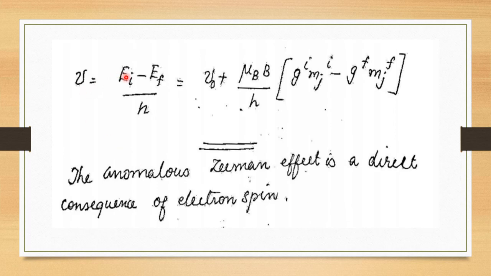Now nu is equal to (Ei minus Ef) by h, that is equal to nu 0, which is the original unsplit frequency, plus (mu B B by h) into (gi Mji minus gf Mjf). So these are the frequencies which will be emitted during the anomalous Zeeman effect. So this anomalous Zeeman effect is a direct consequence of the electron's spin.